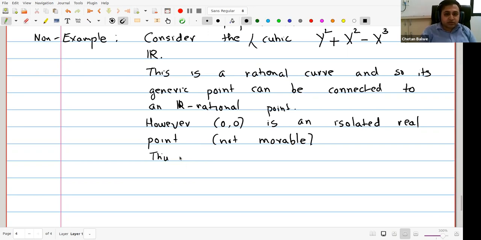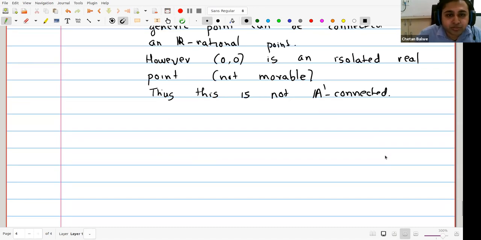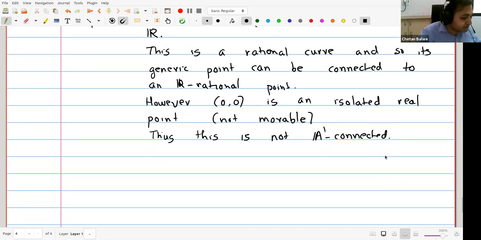Thus, this is not even connected, even though the generic point can be connected to a rational point. Okay, so that's basically the criterion I wanted to talk about.